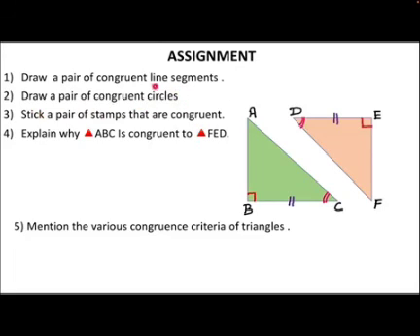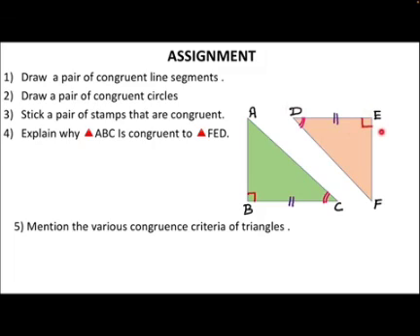Okay. Next, draw a pair of congruent circles. So when do we say the two circles are congruent? When the radii are equal. So please draw two circles with the same radii. Then sketch a pair of congruent triangles. So even for this you don't need my help. Then explain why triangle ABC is congruent to triangle FED. Clearly children, the marks show you in what way they are congruent.